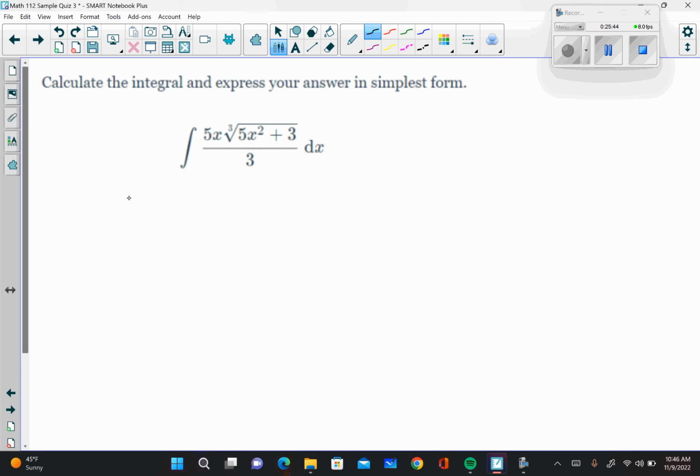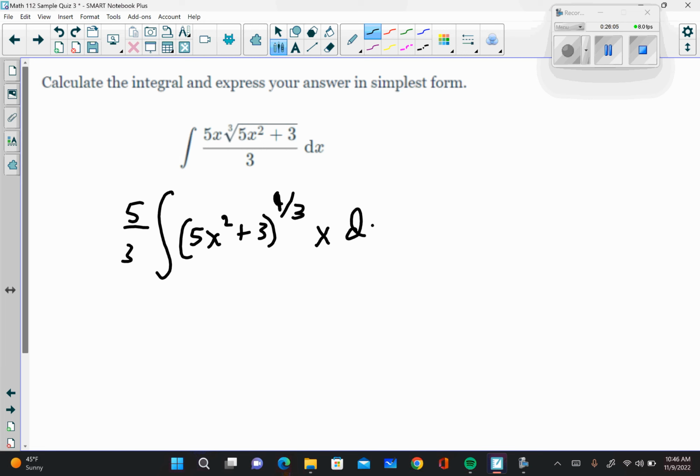This 5 over 3 can go to the left of the integral symbol. And something to the something inside a cube root means whatever's inside there can be written in parentheses to the 1/3. The x that's in the front, I'm going to put it here instead of in the front. And don't forget the dx.